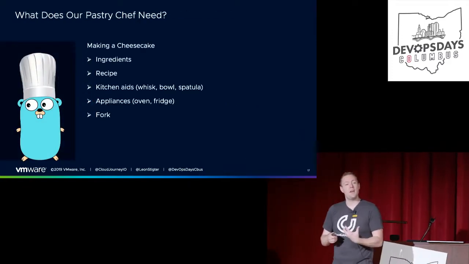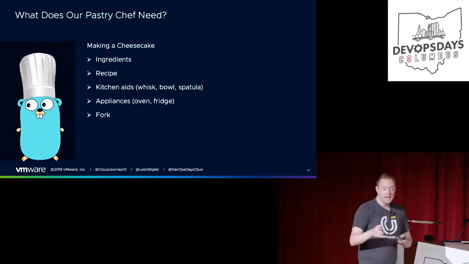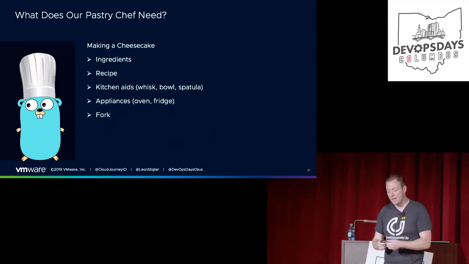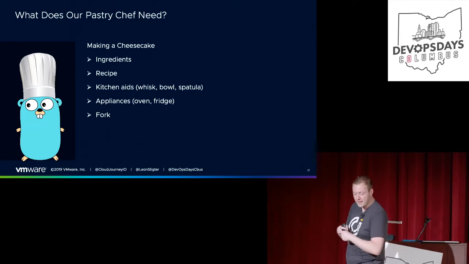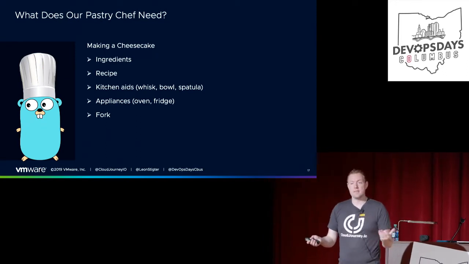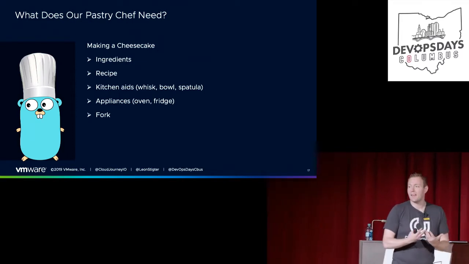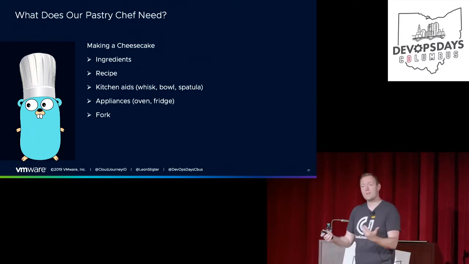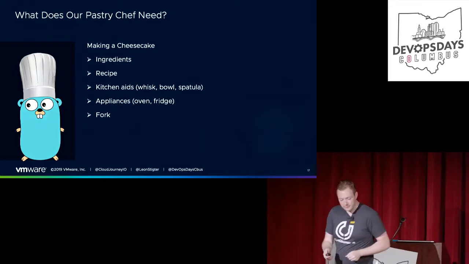So what does a pastry chef need? If you look at what a pastry chef does on a day-to-day basis, in order to make a cheesecake, he's going to need ingredients, he needs a recipe, he's going to need some kitchen aids like a whisk, a bowl, a spatula, stuff like that. They're going to need appliances like an oven, a fridge to put things in, and obviously, at least in my case, they would need a fork in order to eat it. Ultimately, at least in my experience, the eating part is the nicest.